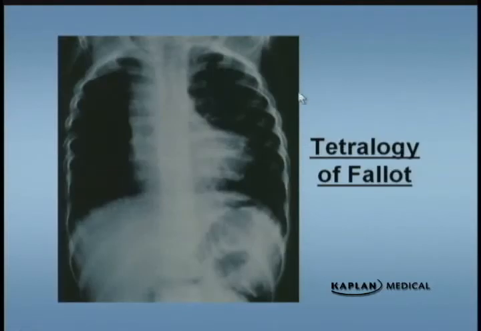So here you have a classic X-ray of the tetralogy of Fallot. This is the up-tilted apex. It's a boot-shaped heart, looks like a ski boot almost. And look how black those lung fields are. That's not because they over-penetrated the X-ray. Those are black lung fields because of the fact that there's decreased blood flow to the lungs from that right ventricular outflow tract obstruction.